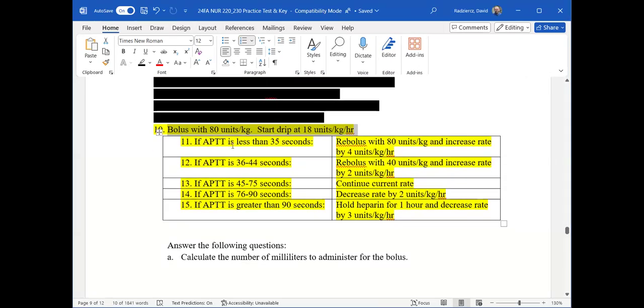Then there's some additional information here, and this will make sense when we look at the questions that are being asked. Basically, after they've gone through some portion of heparin therapy, we reevaluate their clotting time, and then we make a decision on what to do next. So let's say their clotting is still within that 36 to 44 second range. Then we're going to rebolus, and then we're going to increase the rate of heparin infusion. So that's how we use the protocol to answer the questions.